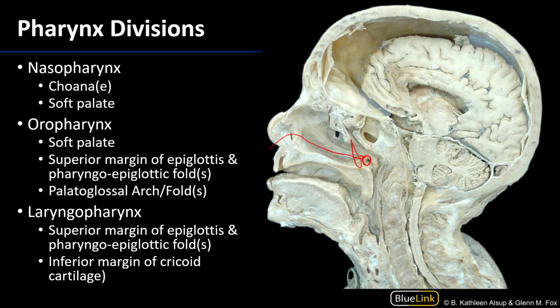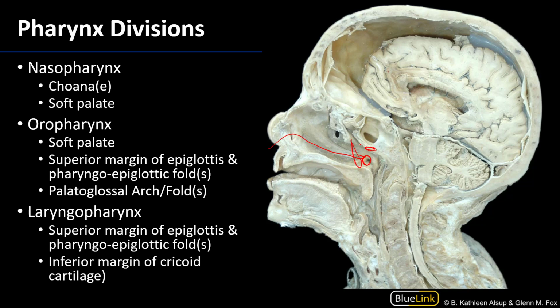We also have located here in the roof, in younger individuals, and you're not going to see this in our donor population, a collection of lymphatic tissue known as the pharyngeal tonsil or the adenoid. It's a single midline mass that is the superior-most part of Waldeyer's ring.